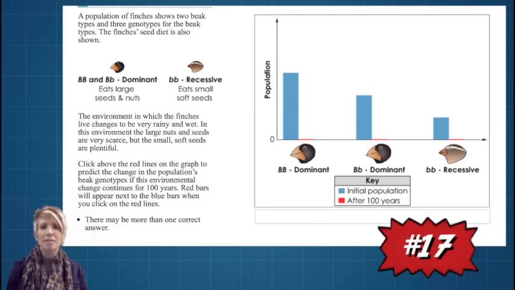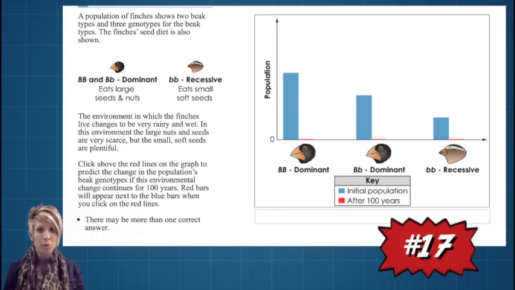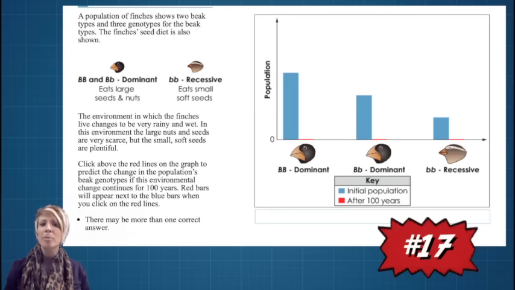Then we have the recessive. The genotype is little b. The only way to see a recessive trait is with little letters, and it eats small, soft seeds. Now it says the environment in which the finches live changes to be very rainy and wet. In this environment, the large nuts and seeds are very scarce, but the small, soft seeds are plentiful.